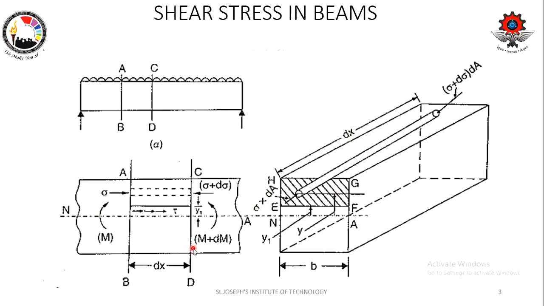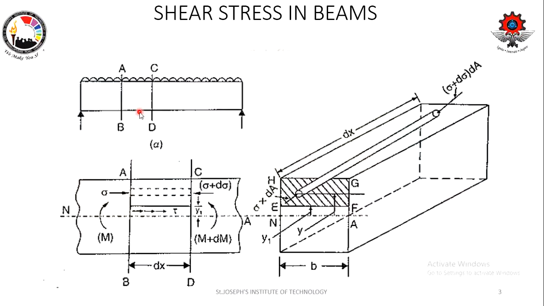And if you look at this side, for this portion of dx, this bending moment is added upon by a small moment, that is dM, that is M plus dM. The total bending moment acting across this section, that is ABCD, is M plus dM. Similarly, the stress is also added upon by a small deviation of stress, that is d sigma, that is sigma plus d sigma, right?